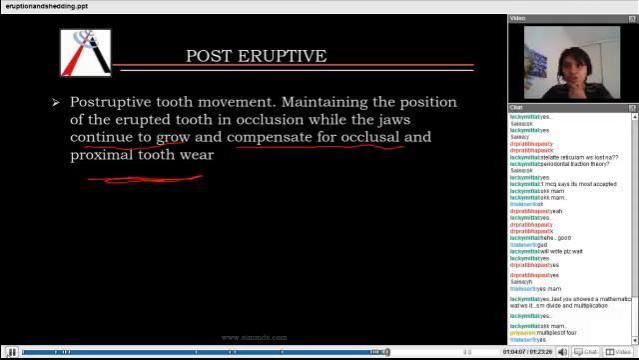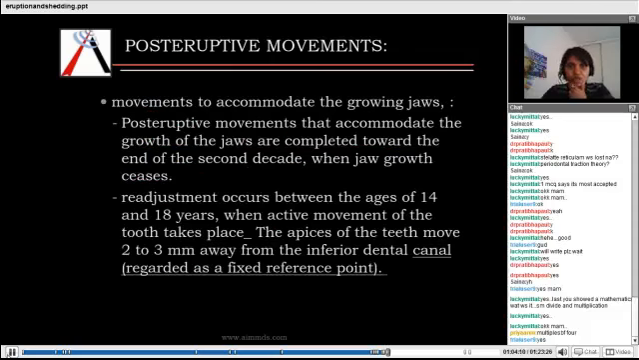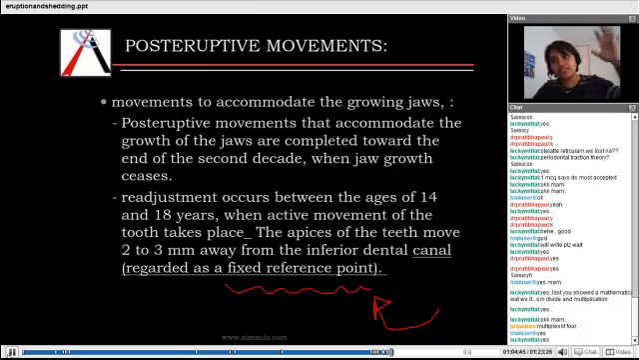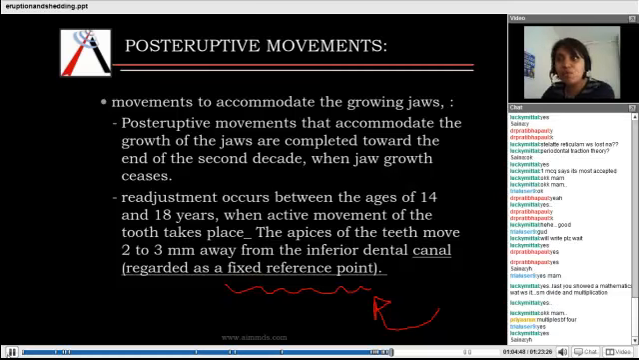There's a very nice phenomenon over here, I'll tell you. Now this post-eruptive movement, there is a fixed reference point indicated. What happens is, eruption continues until all the teeth are erupted by 12 years of age. Remember, we saw that at 12 all teeth erupt, at 16 all roots are completed, but eruption is completed at 12. But you remember, our jaw continues to grow till 18 to 25 years, the mandible, isn't it? Now after such a wide growth of the jaw, that means there is some movement taking place there.